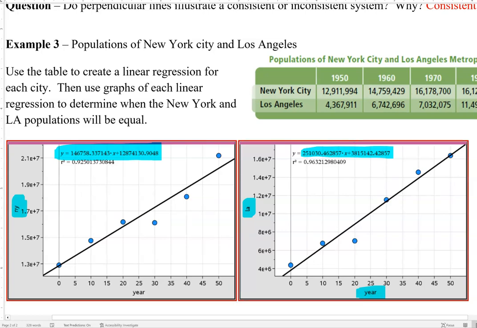But it's important to note that the slope of the New York example versus the slope of LA, the slope of LA is much steeper. It's a much larger number. So it leads me to believe that the population in LA is growing very fast compared to New York. So I do think that this line on the same scale would be steeper, and I think it will come and intersect the graph for New York.